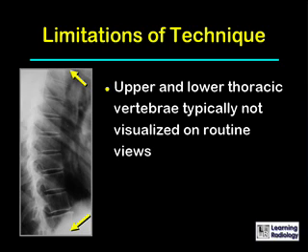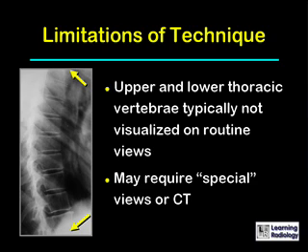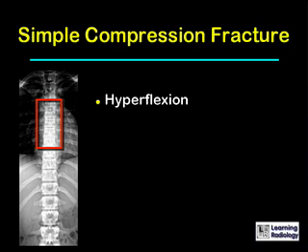There are limitations to the technique in conventional radiography of the thoracic spine. Both the upper and lower thoracic vertebrae are typically not visualized on routine views, the upper because of the shoulder girdle and the lower because of the soft tissue of the abdomen. So that may require special views such as a swimmer's view or a cone-down lateral of the thoracolumbar region, or CT. We're going to start at the top of the thoracic spine and work our way down.